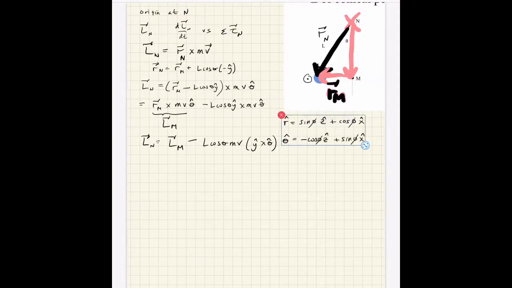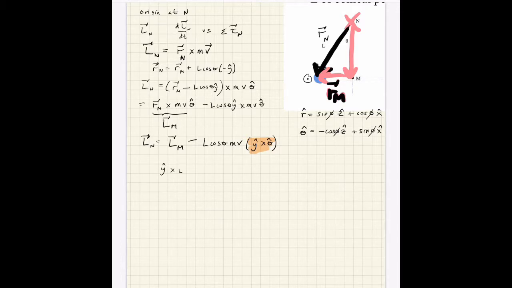Paste them over here to remind me, because now I really want to look at this y hat crossed with theta hat vector. So I'm going to look at y hat crossed with theta hat via the cross product, where everything is x, y, z. So y hat with theta hat means that y hat has a magnitude of 1, and it's 0 everywhere else. And theta hat, remember, was sine of phi in the x hat, 0 in the y, and minus cosine phi in the z hat.